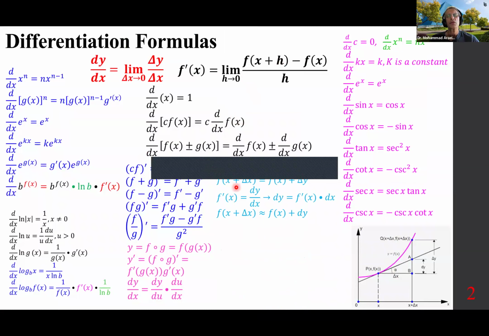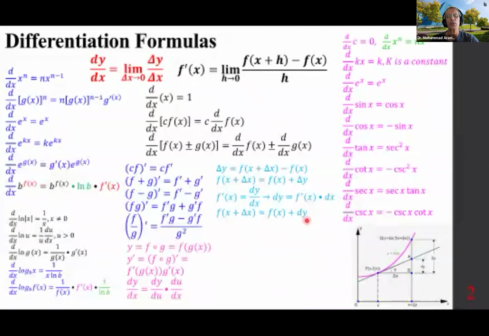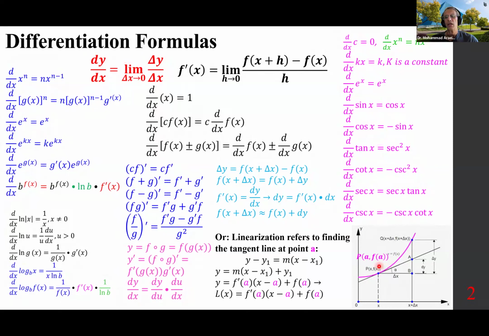Then we are looking at the differentials. f of x plus delta x is f of x plus delta y precisely, and delta y can be approximated by dy. A pair a comma f of a is used, giving rise to the tangent line known as linearization, and you can use the point slope. That's good enough. You don't have to memorize this formula.